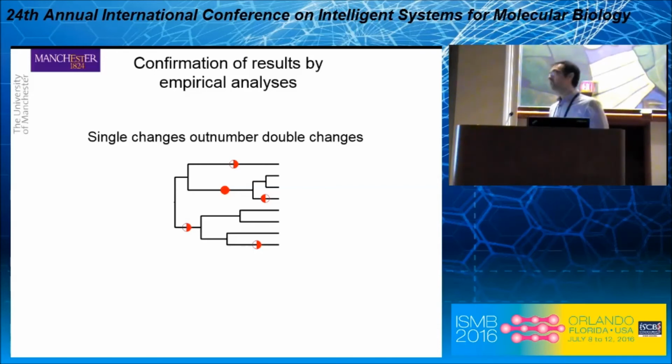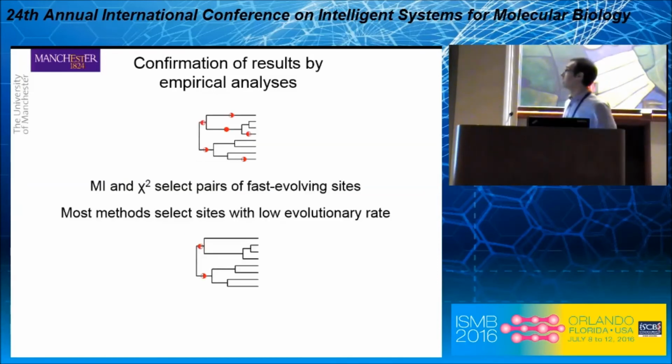And in order for this amplification to occur, these sites should be quite conserved. So we found that most of the methods, especially the best performing ones, select sites that are evolving slowly. The only exceptions were mutual information and chi-square, which select pairs of fast evolving sites. But this is interesting because it can be used in order to explain the different performance between covariation metrics.